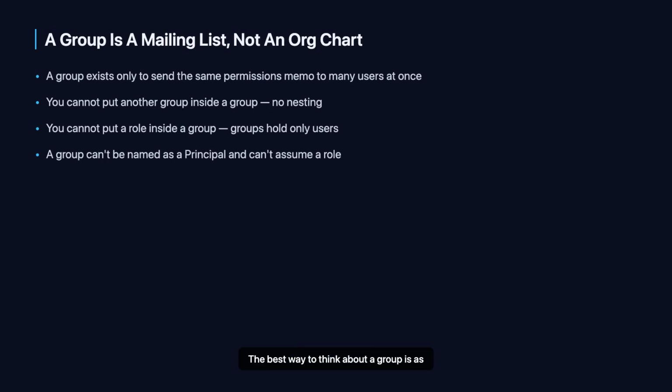Now, the group. The best way to think about a group is as a mailing list, not an org chart. It exists to send the same permissions memo to many users at once, that's all. And that framing kills a common mistake. You cannot put another group inside a group, so there's no nesting. You cannot put a role inside a group either, because groups hold only users. And because a group relates to permissions, not authentication, it can't be named as a principal, and it can't assume a role. If an answer choice tries to slip a role into a group, that's your red flag.